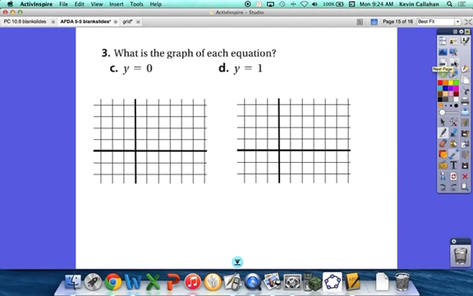But y equals 0. Where am I going to find the line y equals 0? It's a horizontal line, right? Just think every point on this line has got a y-coordinate of 0. Okay, well that means it's right in the middle, right on the x-axis, so there's your line. And y equals 1. It's got a y-intercept of 1 and never touches the x-axis. There you go.